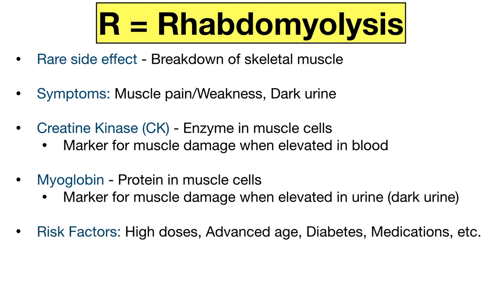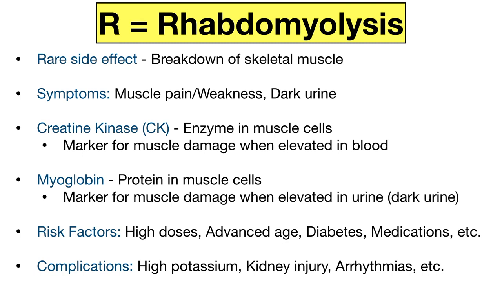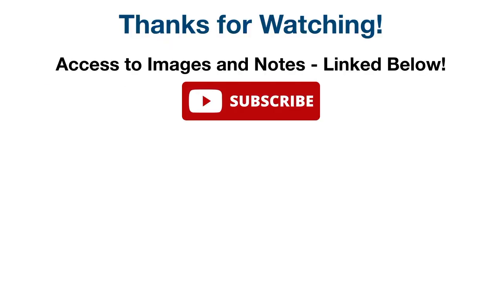Possible risk factors for developing rhabdomyolysis include taking high doses of statins, advanced age, diabetes, taking certain medications with a statin, among others. Complications of rhabdomyolysis include electrolyte abnormalities like high potassium levels, kidney injury, and arrhythmias, to name a few. Hopefully this helped you better understand the side effects of statins.